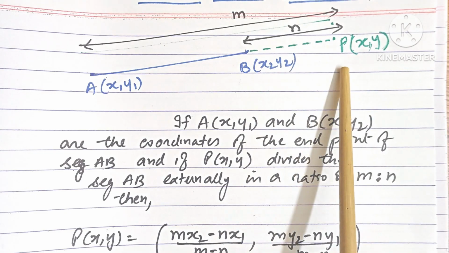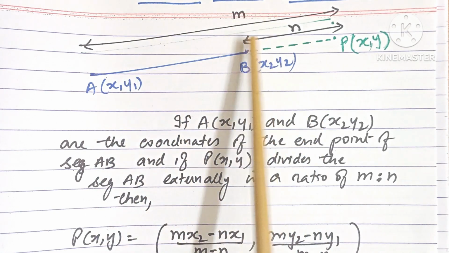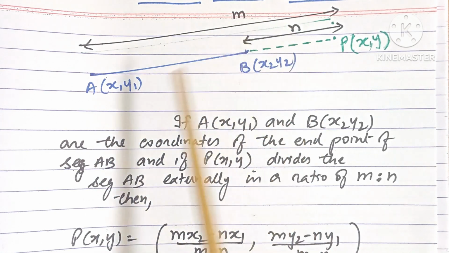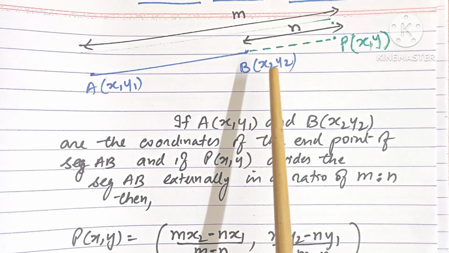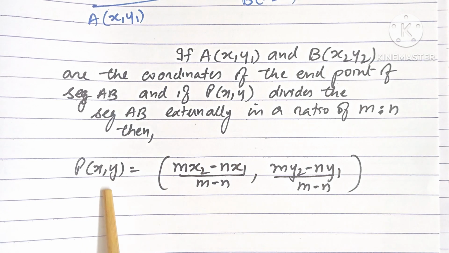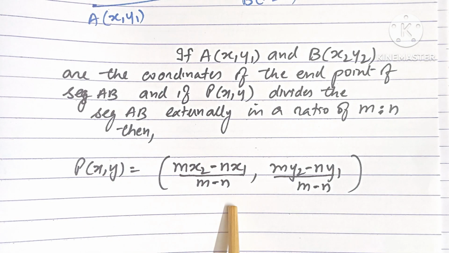If point P divides segment AB externally in the ratio of m is to n, and if the coordinates of A and B are known, then the coordinates of point P can be determined with this particular formula, and this is called the section formula for external division.